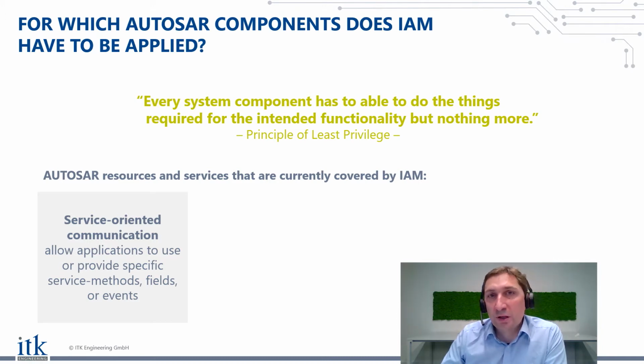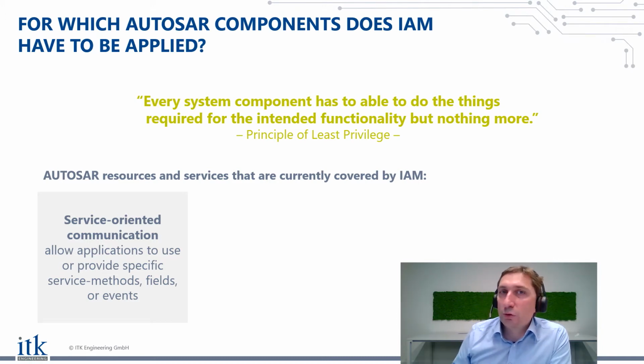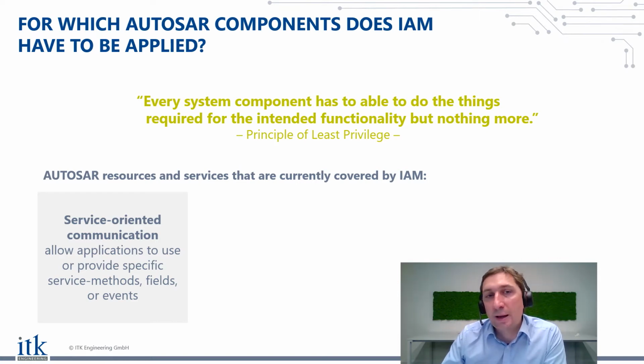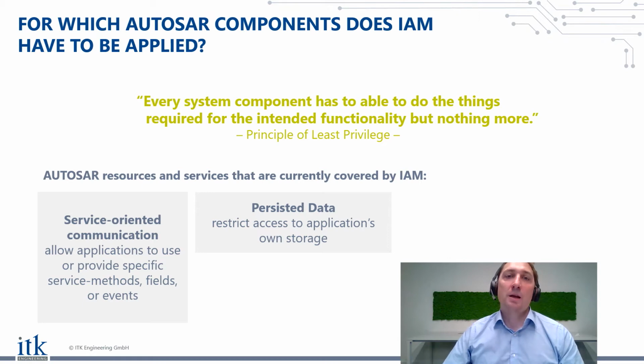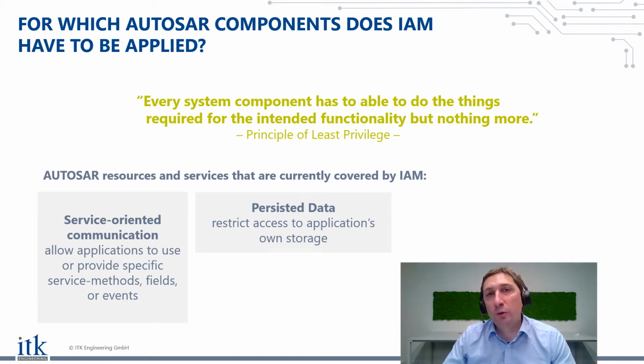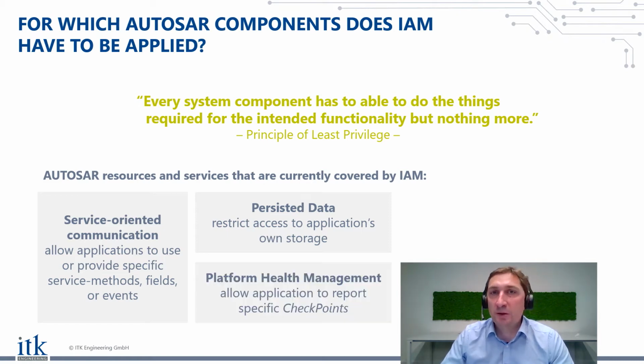First of all, we have the service-oriented communication. This was the template solution; we developed IAM for this functional cluster first. And in this service-oriented communication, you have different methods, fields, and events. And with IAM, you can restrict adaptive applications' access to specific methods, fields, and events. So in case of an attack, the attacker will not be able to gain access to some methods the original application was not intended to. Same for persistent data. So you can restrict access to files, in other words.